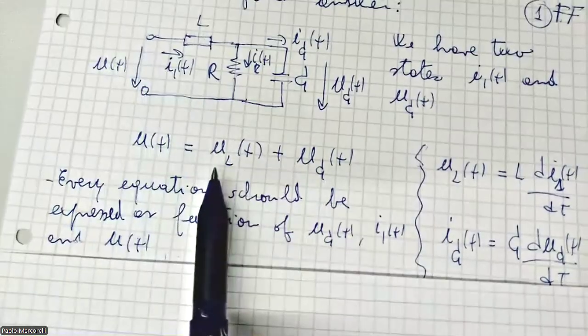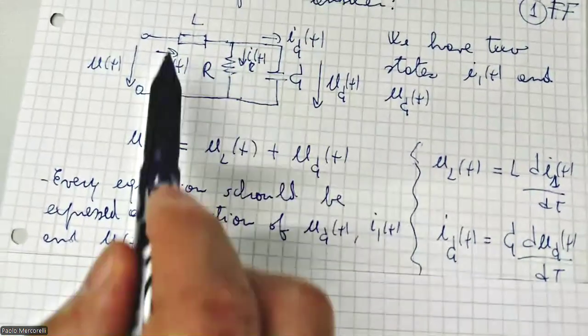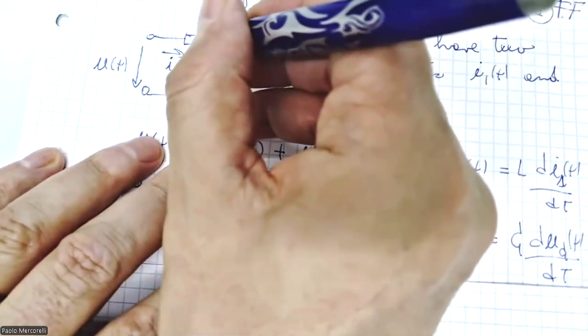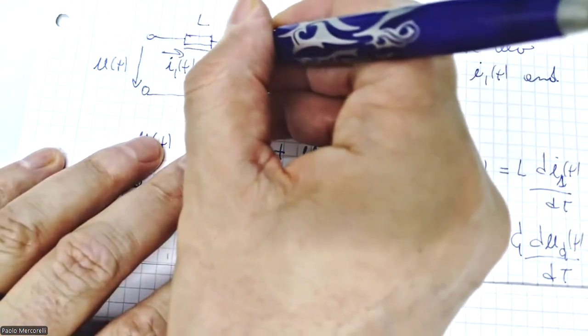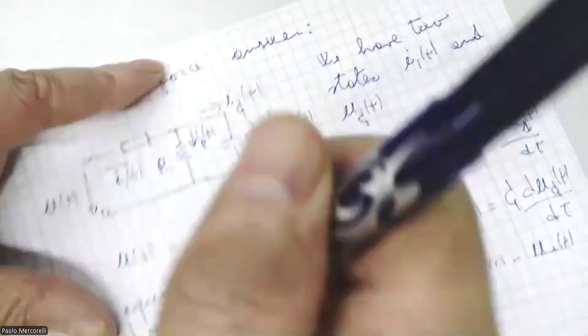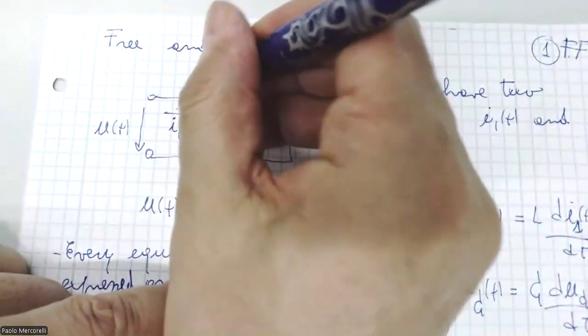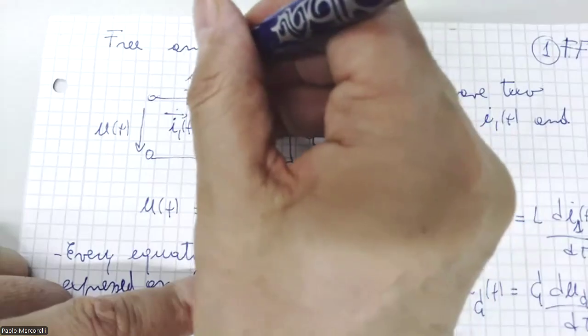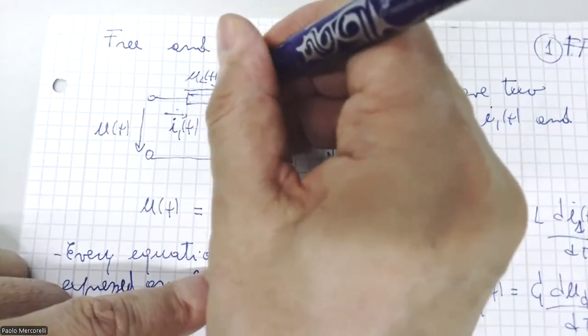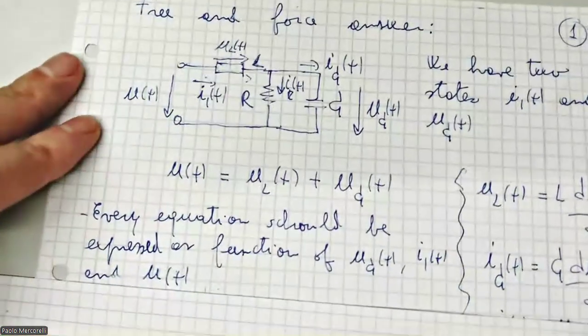Kirchhoff balance: u(t) equals U_L, which I didn't put, but you can imagine it if you want. I didn't put it because I don't have much place, but it's here. Let me correct this one. This is U_L(t), and L I will put here. It's clear what I mean. Kirchhoff balance.